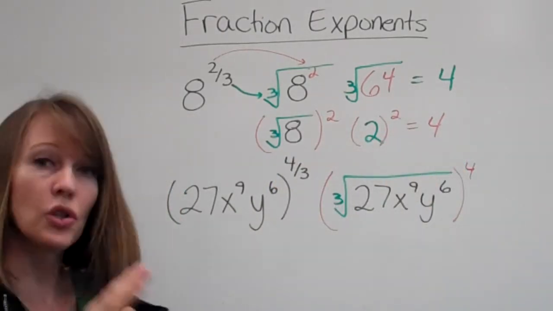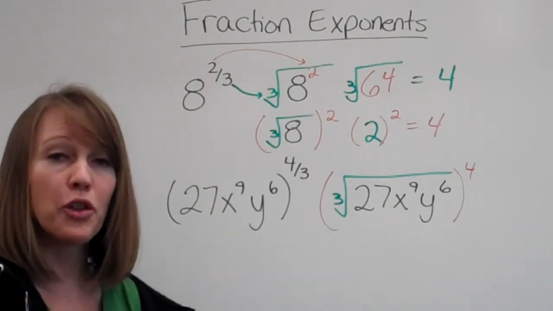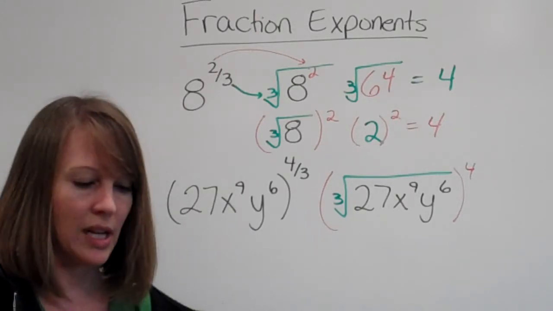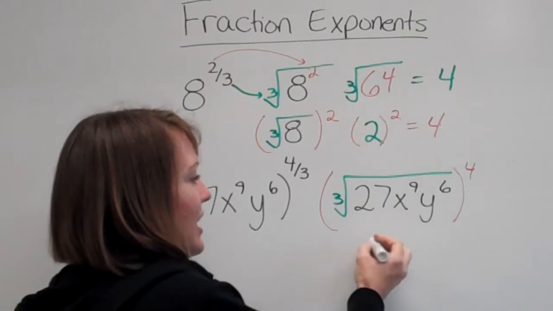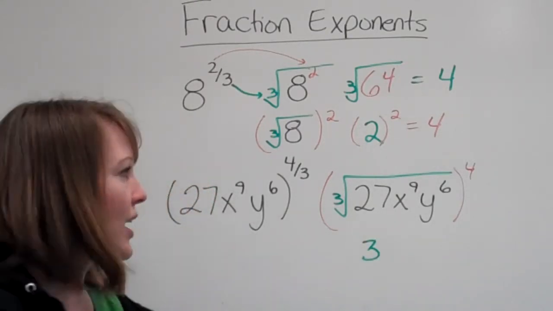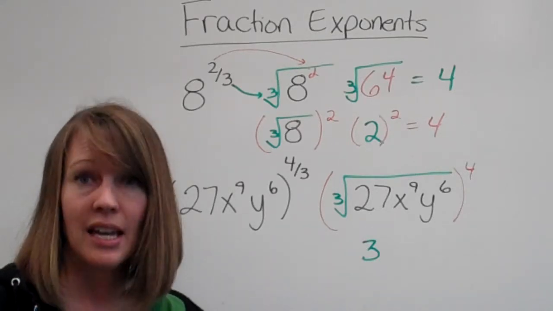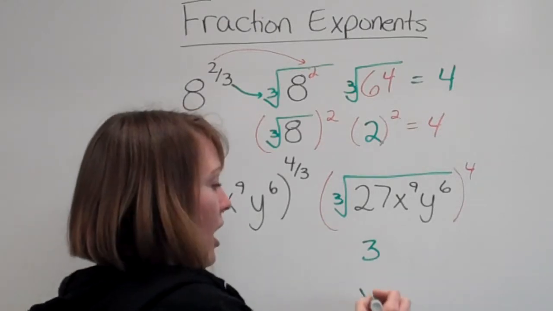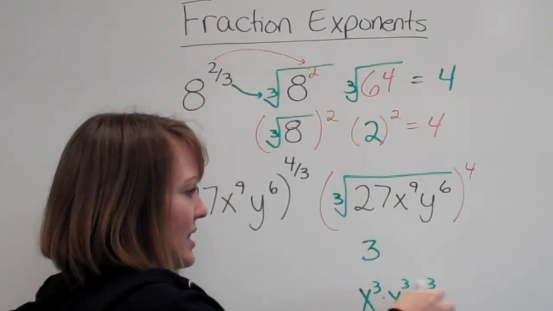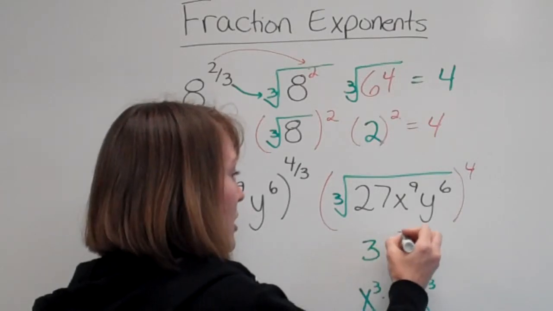All right, so let's do each base one at a time. I'm looking for the number we multiply together 3 times to get 27. We'd already figured that out: 3 times 3 times 3 gives us 27. So the cubed root of 27 is 3. Now I'm looking for the cubed root of x to the 9th power. That means something I'm multiplying together 3 times to get x to the 9th. And if we recall, x to the 3rd times x to the 3rd times x to the 3rd, that's 3 plus 3 plus 3, 9. So the cubed root of x to the 9th is x to the 3rd.